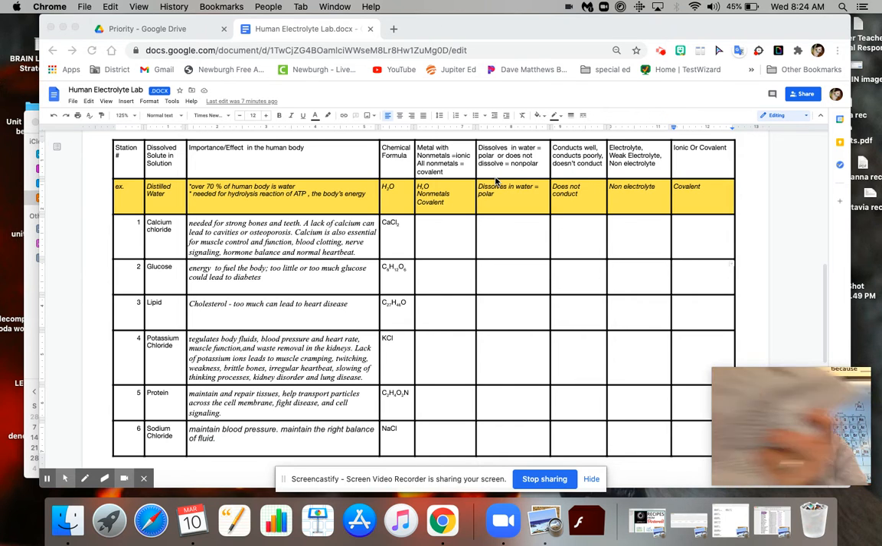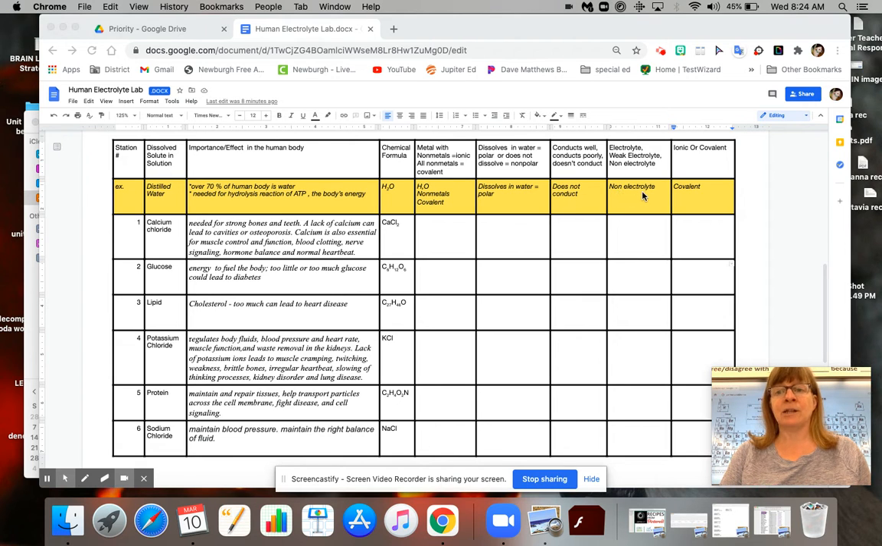Okay, so does water dissolve in water? Yes. Okay. So here's water, right? Water is polar. We know that. We memorized it. Okay. Does it conduct? We have a conductivity tester. You made one at home with a little light bulb and a battery, remember? This is mine. And it is not lighting up. It does not conduct.